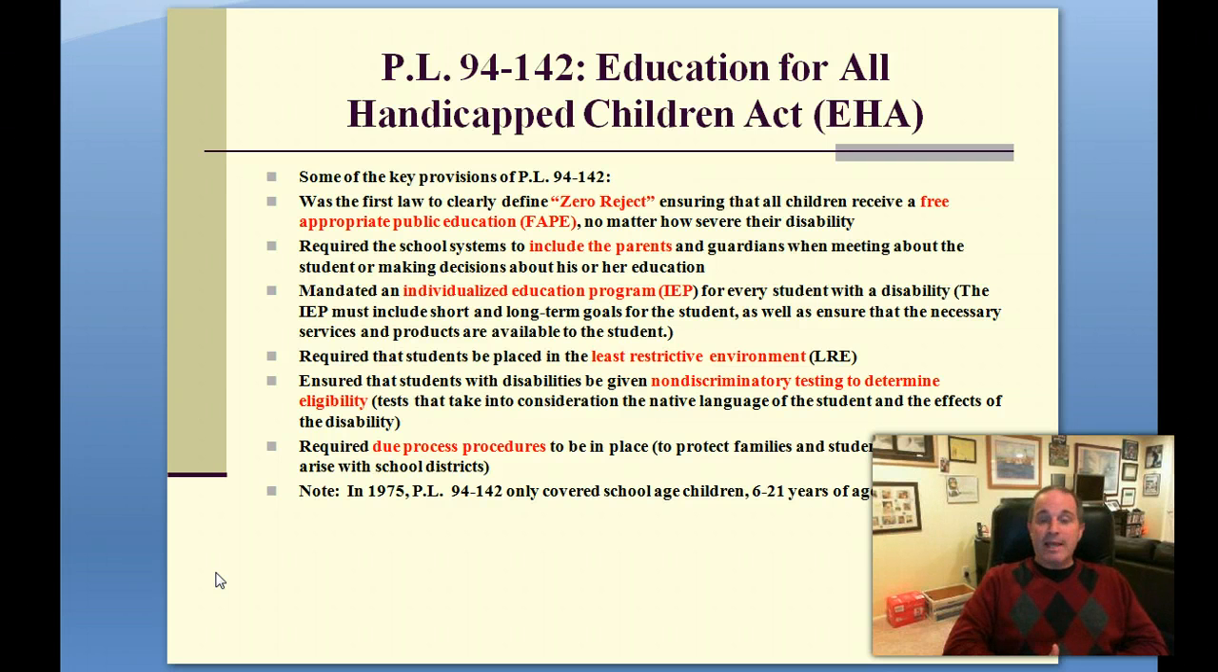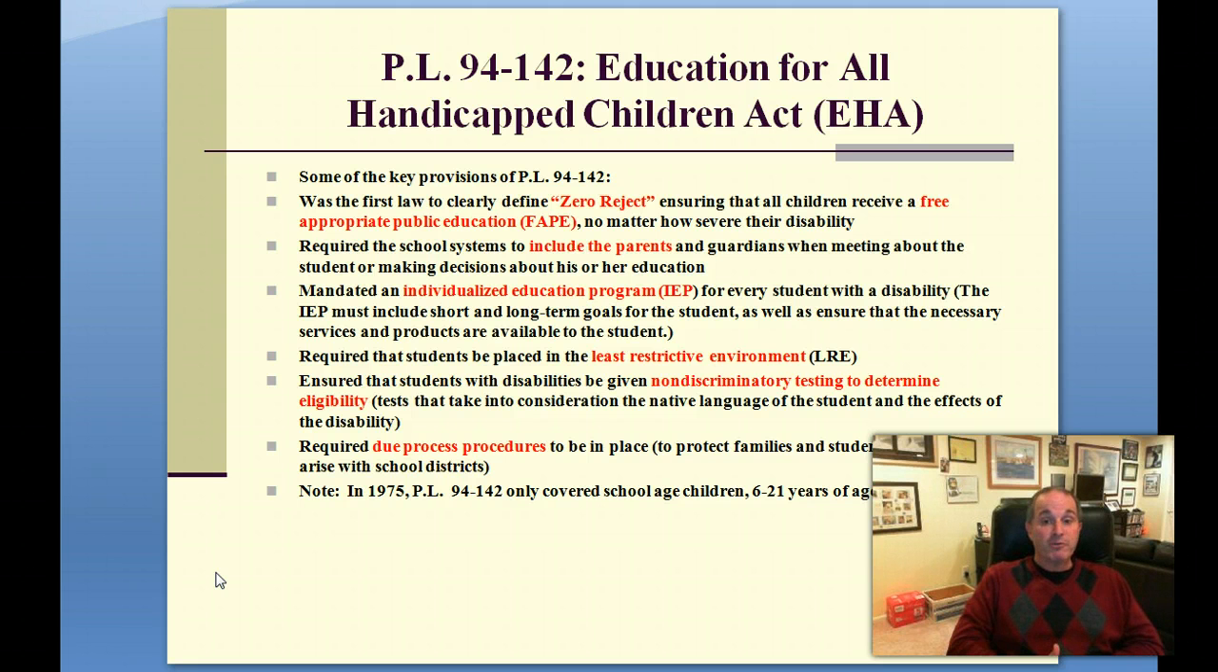We wrapped up the last lecture, or part 4, discussing Public Law 94-142, the Education for All Handicapped Children Act. Again, we had addressed that this was now our nation's special education law. This was the first federal law specifically designed for children with disabilities, and everything that our current special education law is based on surrounds Public Law 94-142. Now, what were some of the key provisions of Public Law 94-142?